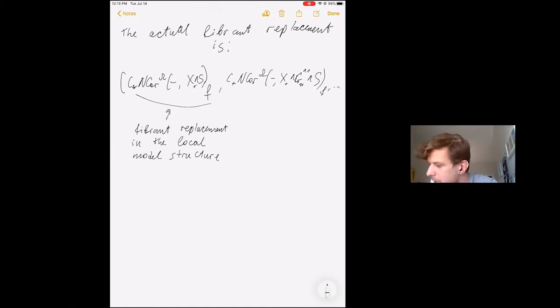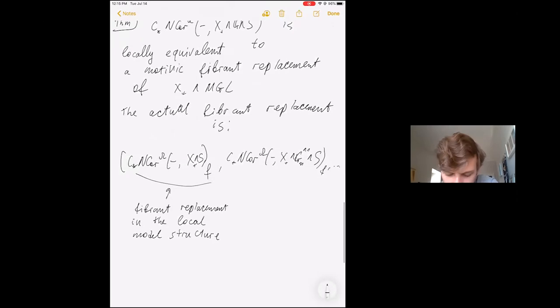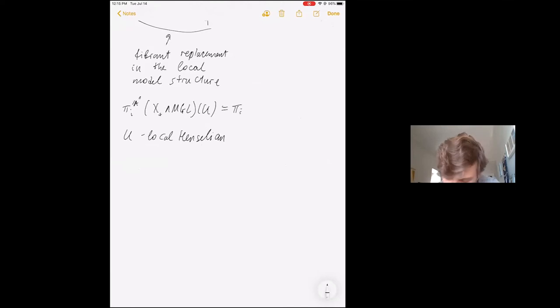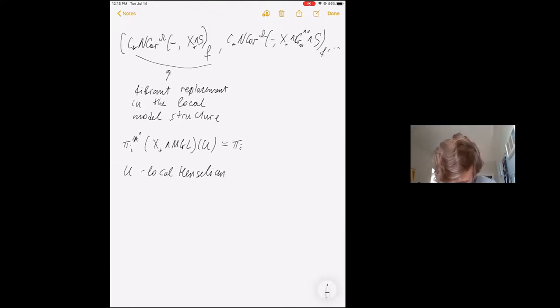Right, so in particular, if we want to compute, say, sheaves of homotopy groups of the spectrum MGL, the sheaves of A1 homotopy groups of the spectrum X smash MGL computed on a local Henselian U will be just the homotopy groups of this S1 spectrum C star N core omega of U X smash S.